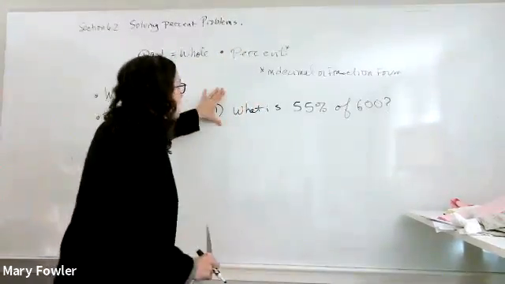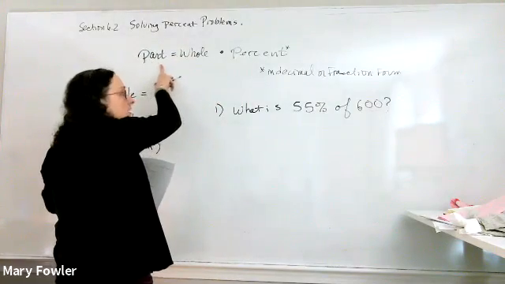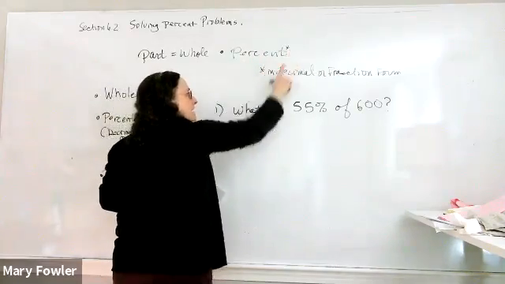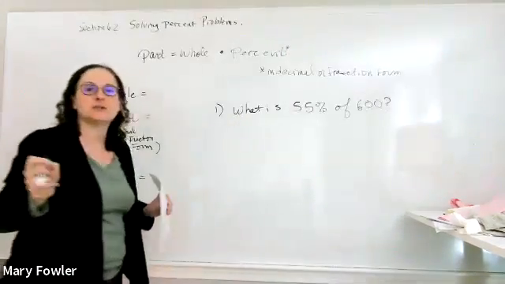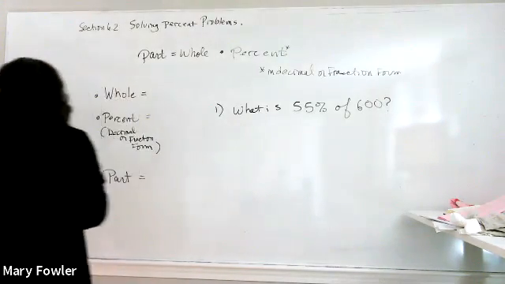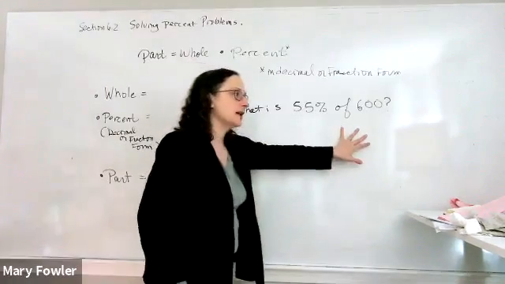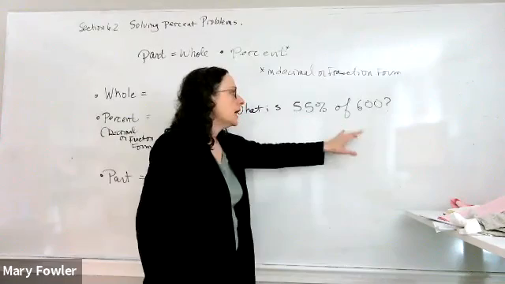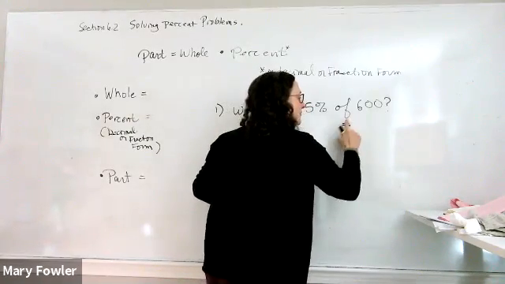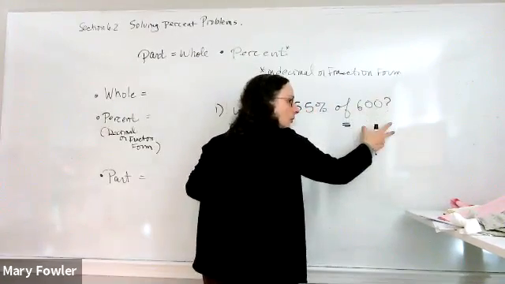So what we have here is what we call the percent equation. Part equals whole times percent. And when I write the percent, I want to express it either as a decimal or a fraction. Okay, so I look at my problem statement. What is 55% of 600? Usually this word of, it's of the whole. So we're looking for 55% of the whole.